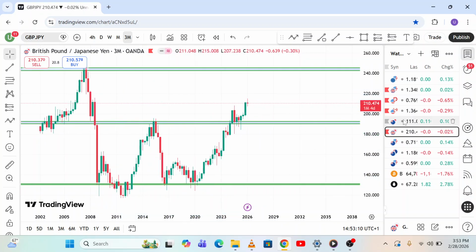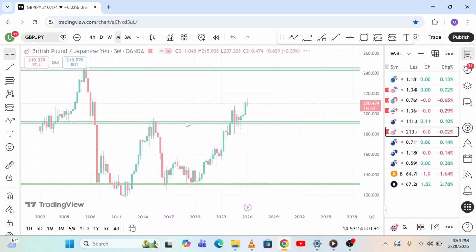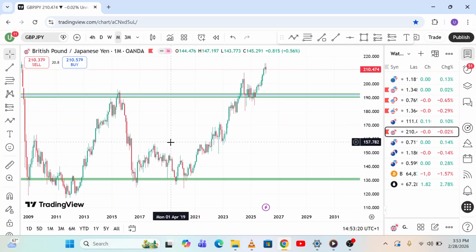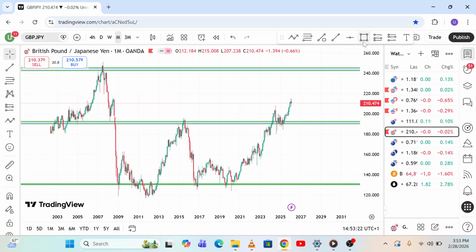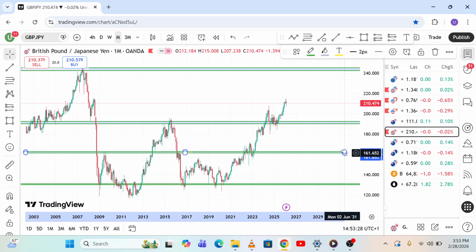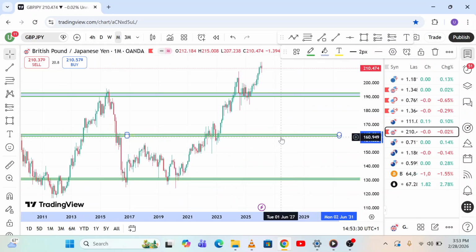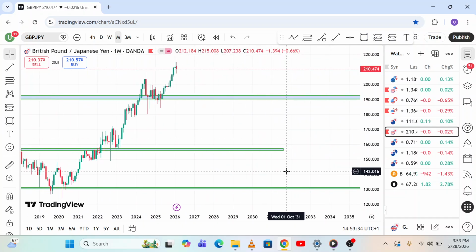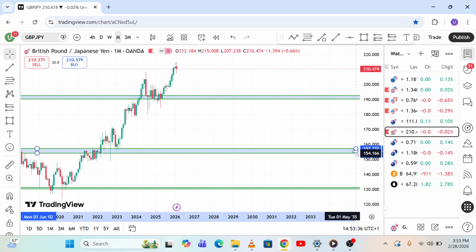So let's continue to the monthly time frame to see what's happening. Cool. As you can see, we are in a very beautiful uptrend, which is very clear. This is the monthly midway zone.